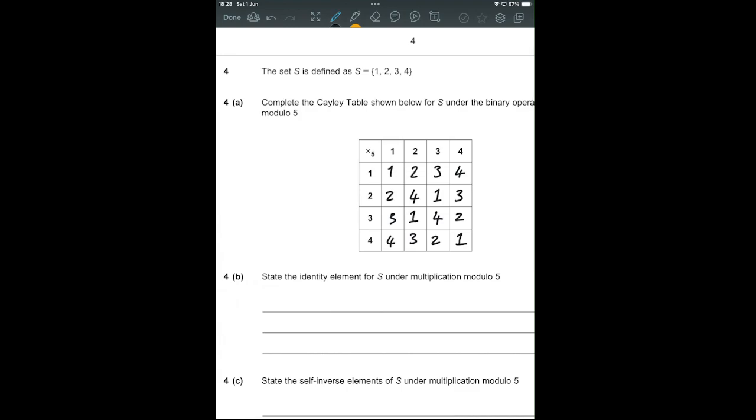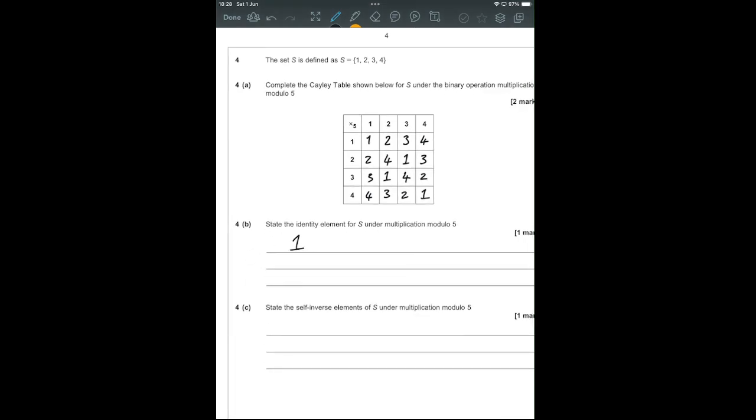The identity element does nothing when you multiply by it. Well, almost always that's whatever the 1 is. State the self-inverse. Self-inverse is where you combine to get back to the identity. And it's the only one which has a 1 on that main diagonal, except for the identity itself. The identity itself will have a 1 there. We don't say the identity is self-inverse because it's already the identity.